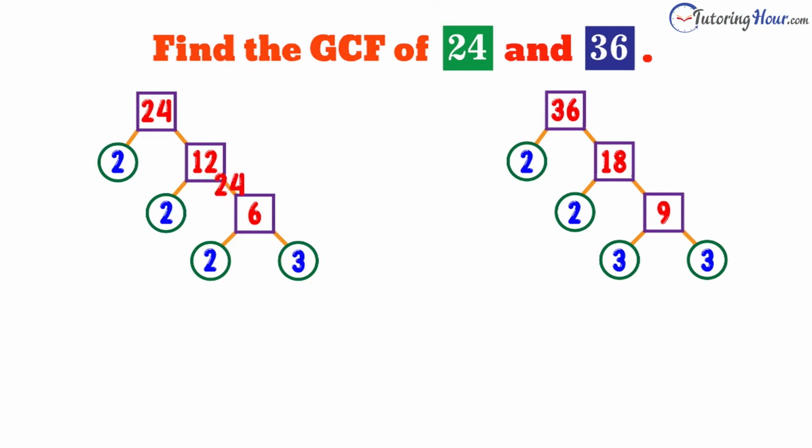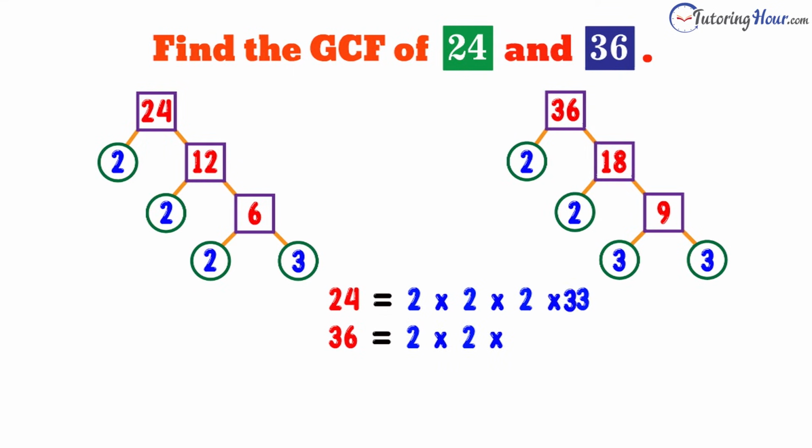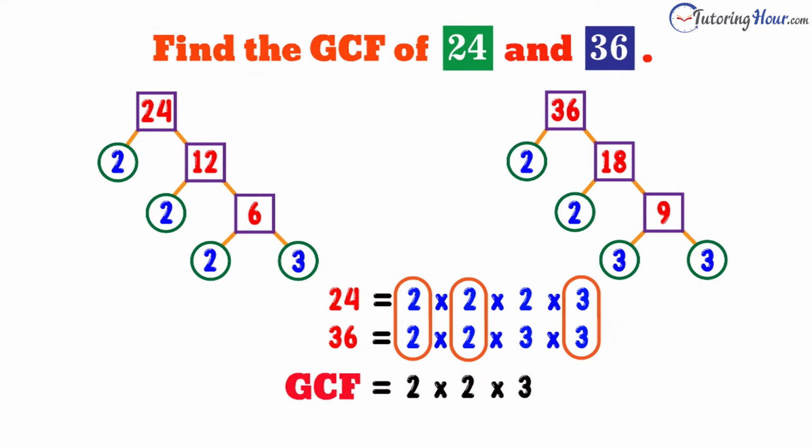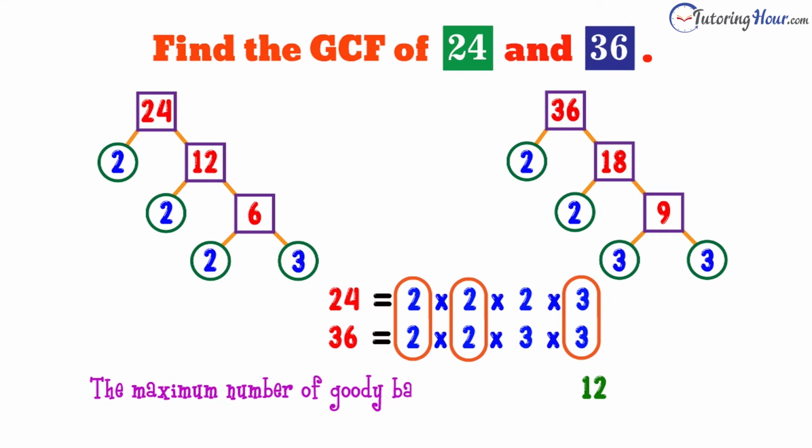Therefore, 24 can be expressed as 2 times 2 times 2 times 3. And 36 can be written as 2 times 2 times 3 times 3. 2, 2, and 3 are the factors common to 24 and 36. And the product of the common primes is 12. So the maximum number of goodie bags that Irene can make is 12.